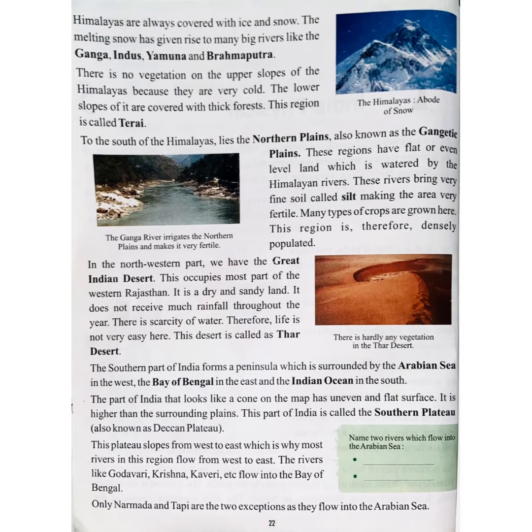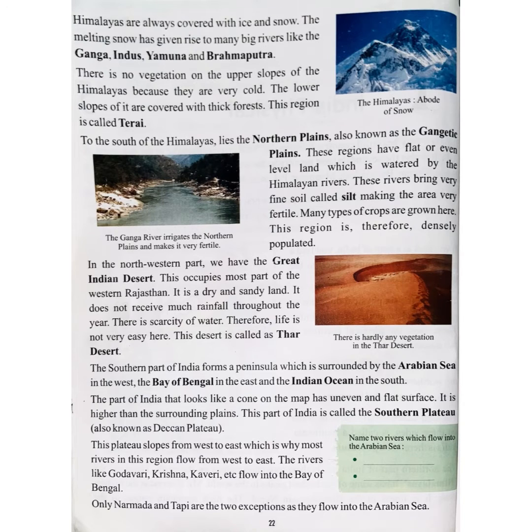In the northwestern part, we have the Great Indian Desert. This occupies most part of western Rajasthan. It is dry and sandy land. It does not receive much rainfall throughout the year. There is scarcity of water. Therefore, life is not very easy here. This desert is called the Thar Desert. Underline this line, very important.